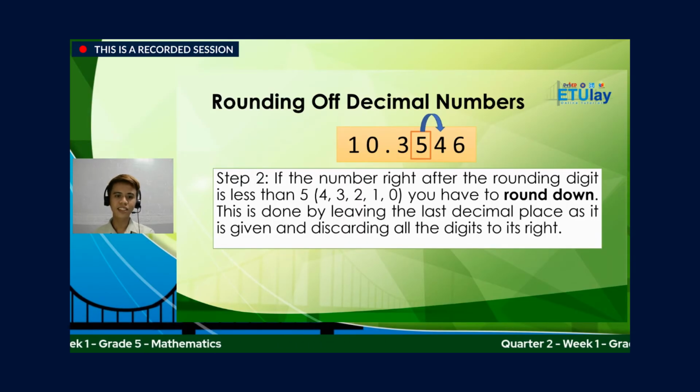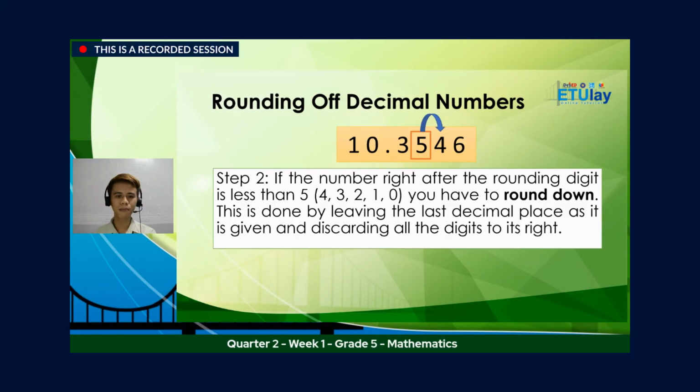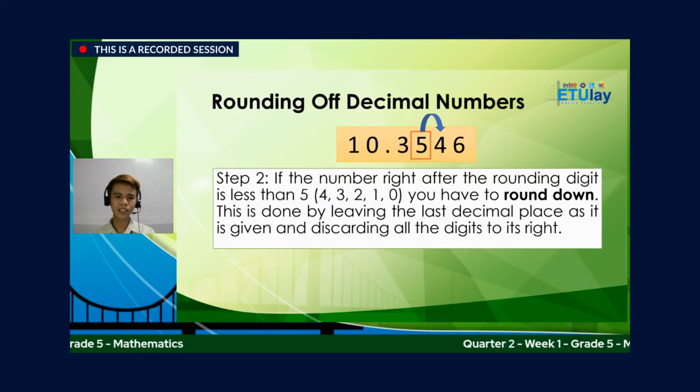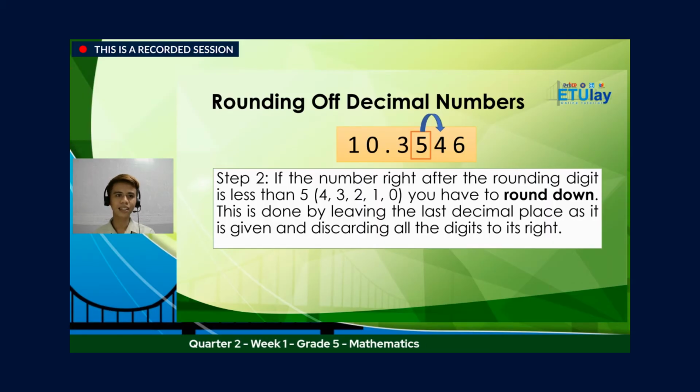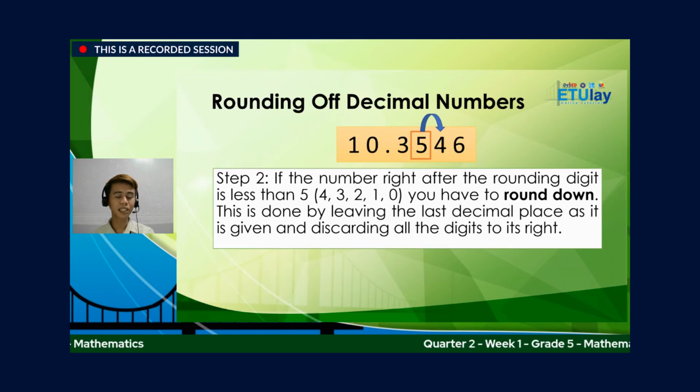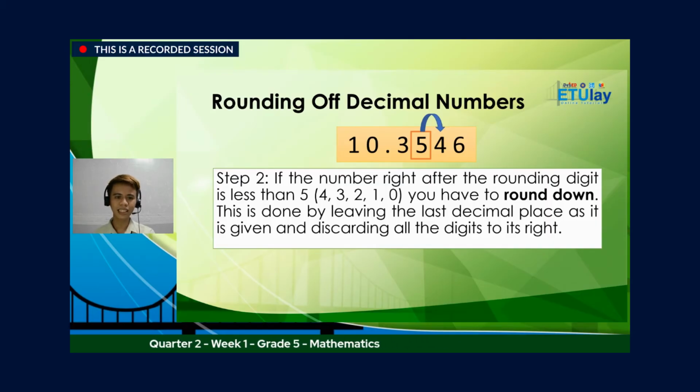If the number right after the rounding digit is less than 5, less than 5 means mas mababa kaysa sa 5. So, yun ay ang 4, yung 3, yung 2, yung 1, at 0. You have to round down. Tandaan, kapag ang number na katabi ng ating rounding digit ay less than 5, we need to round down. Ano nga ba ang ibig sabihin ng round down? This is done by leaving the last decimal place as it is given and discarding all the digits to its right. So ang tinutukoy dito na leaving the last decimal place ay yung rounding digit natin.